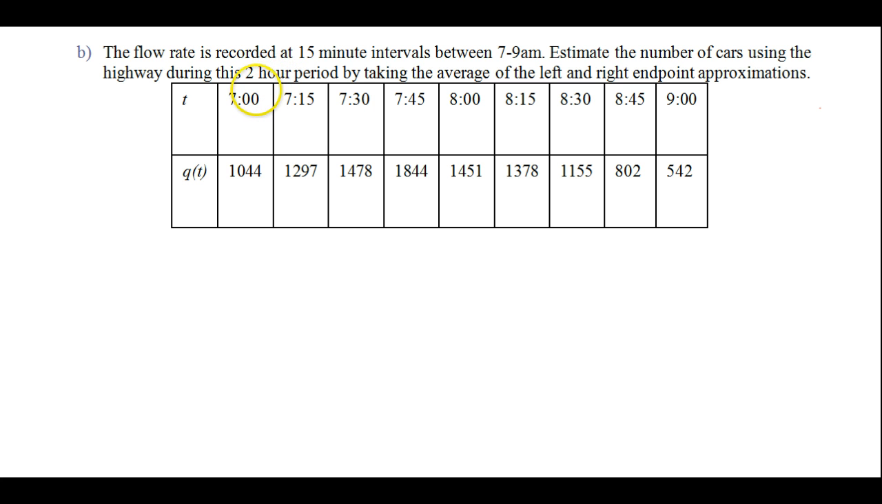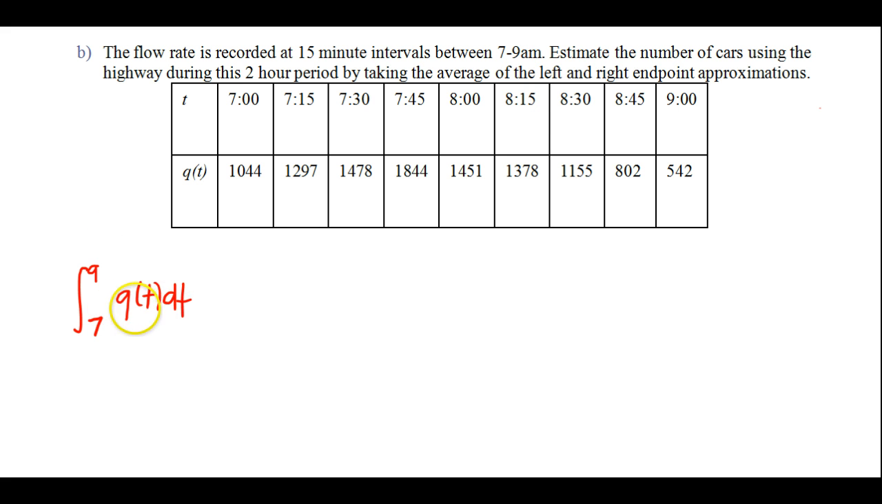So in part A, we decided that to find the number of cars that pass by, we were going to set up an integral over the time frame. Here the time frame is from 7 to 9 a.m. So I'm going to set up the integral from 7 to 9 of the rate function, which is still q of t dt. So this is what I'm aiming to find.